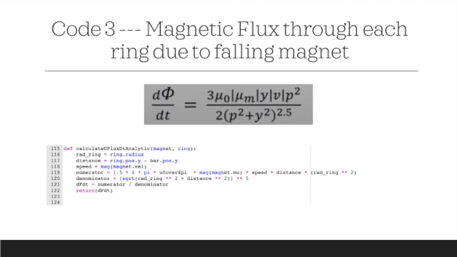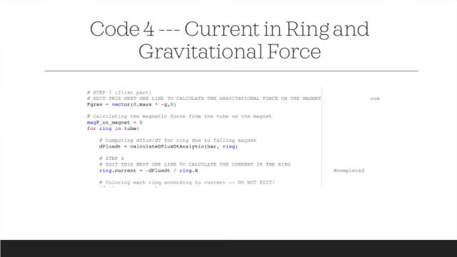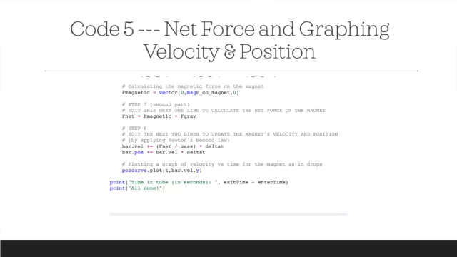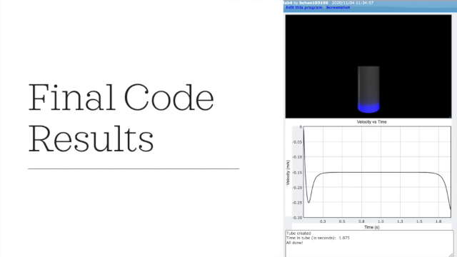For the third part of the code, I had to calculate the magnetic flux through each ring due to the falling magnet, and the equation and the code I used is shown below. For the fourth part, I had to find the current in the ring and the gravitational force. And for the last part, I had to find the net force, which was just the magnetic force plus the gravitational force, and I had to graph the velocity and position. This is what the final code looked like.